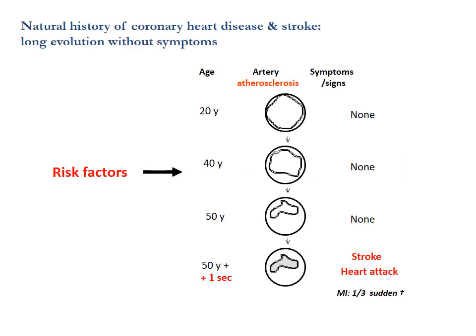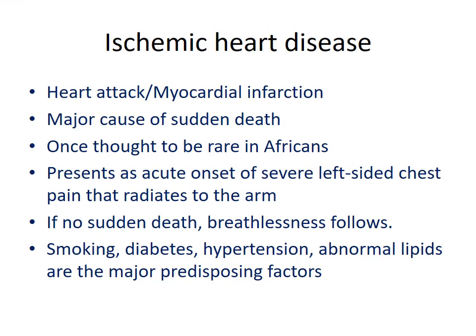So ischemic heart disease is also, as people get older, blood vessels start getting narrowed. The lumen starts getting narrowed because materials are deposited there, as I'd explained before. Symptoms initially will not be there at age 20, age 40, from about age 50. That's when the narrowing becomes critical, and then obstruction can result in stroke or heart attack. So, ischemic heart disease is also called heart attack or myocardial infarction. It's a major cause of sudden death.